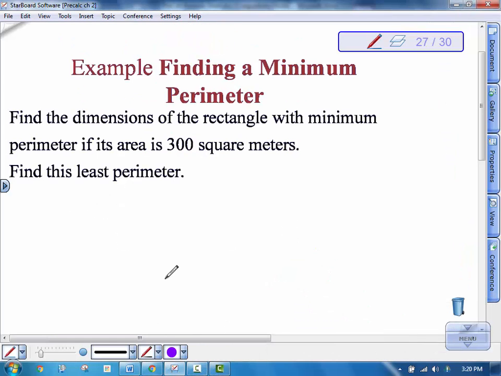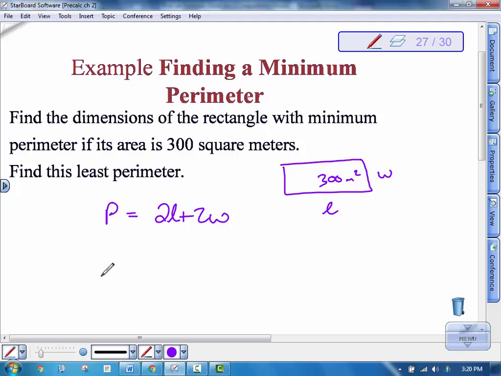Let's just try one example problem then. This says find the dimensions of a rectangle with minimum perimeter. So first of all, if it's a rectangle, I usually draw a picture because that helps get us going. We have length times width. Now we know the area is 300 square meters. So we know the perimeter is 2L plus 2W, and we want to minimize that. We know the area is length times width, which equals 300.